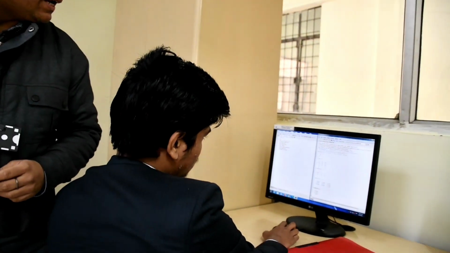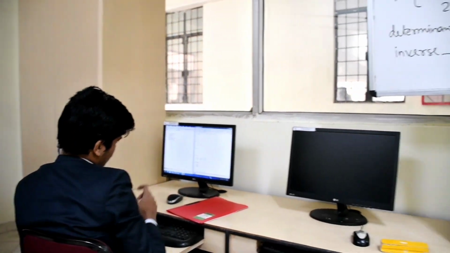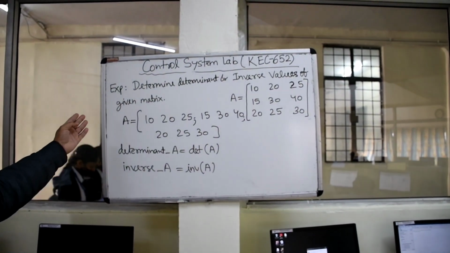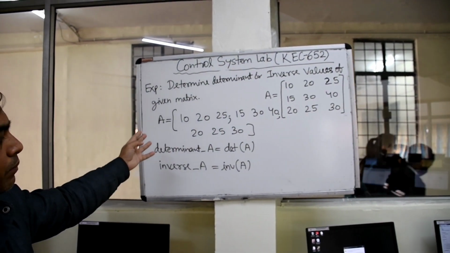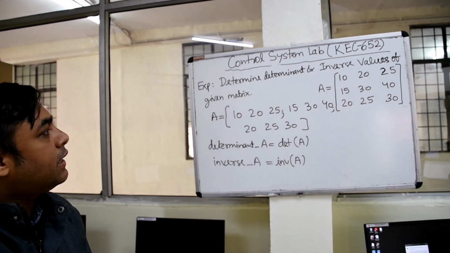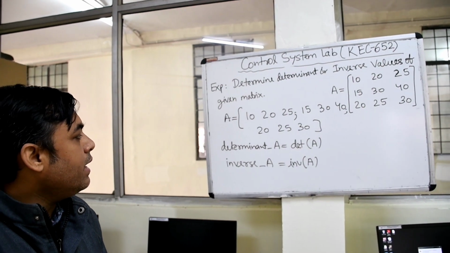In this program we run about the trace, square and different things, and this is the basic programming of the lab for today's experiment: determine the determinant and inverse values of a given matrix.